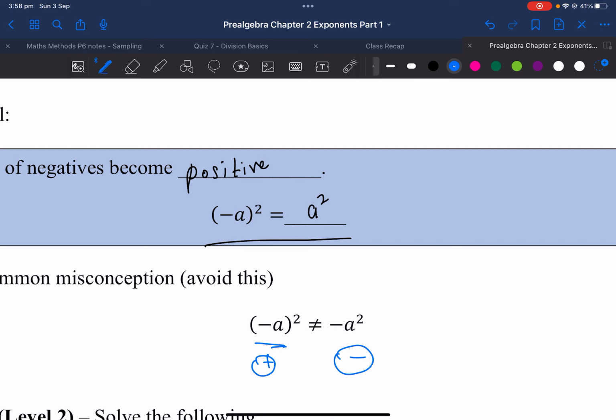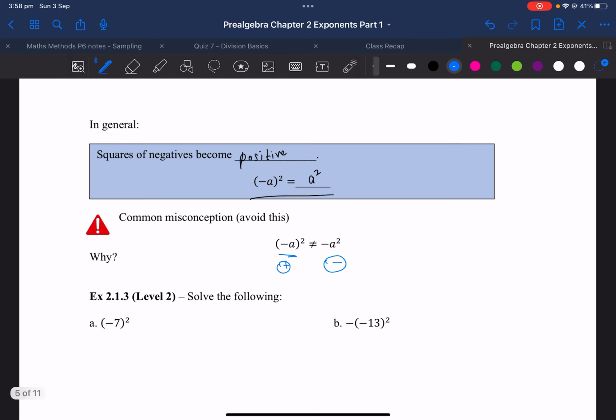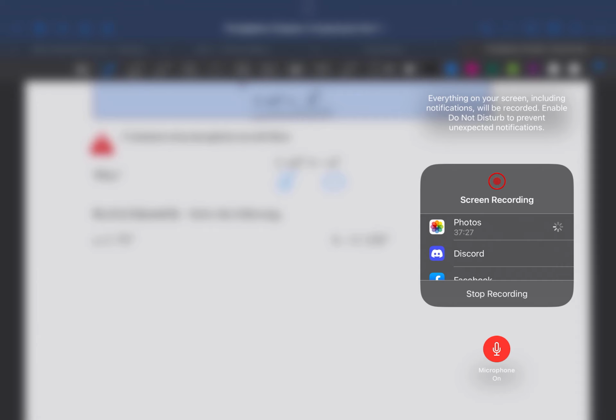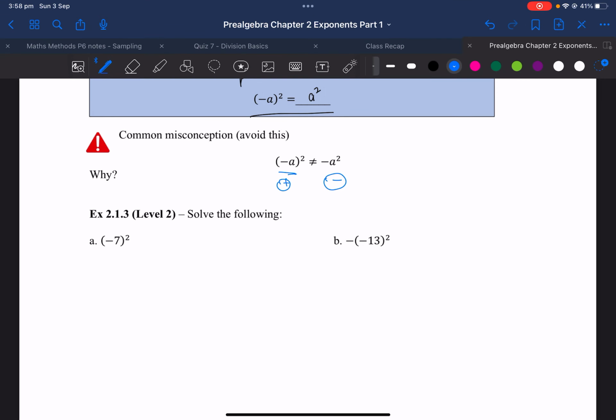See how it's different? Here you square the negative number. Here you square the positive number, then you add a negative at the end. Then that's different, yeah? Alright, let's do these two. Is this negation? Yeah, negation at the end.